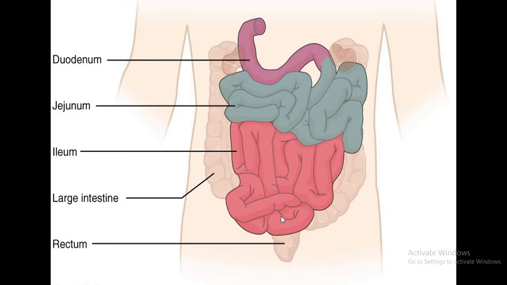Now about 4 meters long is the ileum. So the ileum is highly twisted, highly rolled. Okay, and the inner lining of the ileum has a number of projections, and these tiny finger-like projections are known as villi.